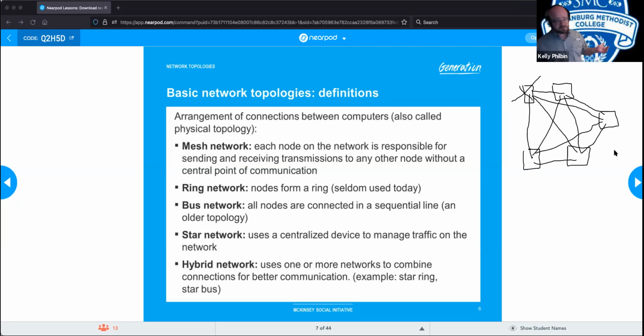Start scaling that up. There's actually a formula to figure out how many cables or connections you're going to need in a mesh network scenario. So it's n times n minus 1 divided by 2. And n stands for nodes. So here we have 5 computers. So 5 times 5 minus 1, so 5 times 4 gives us 20 divided by 2, 10. So we have a total of 10 cables that are needed to make the connections for this mesh network.